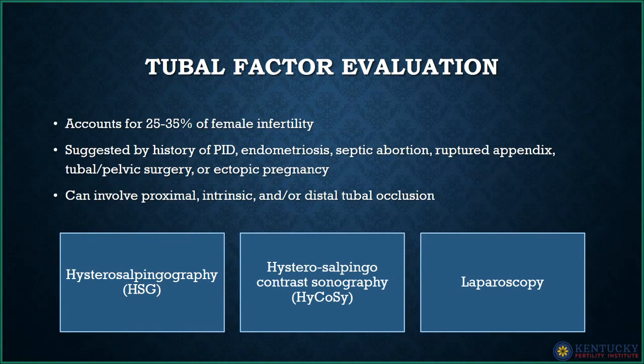There are different points in the tube that can be affected, whether proximal where it joins the uterus, intrinsic to more of the length of the tube, or distal tube, and so how we're going to approach that from a therapeutic standpoint will vary. But again, these are going to be our three common ways of addressing that: the HSG, a hysterosalpingo contrast sonogram, or laparoscopy.